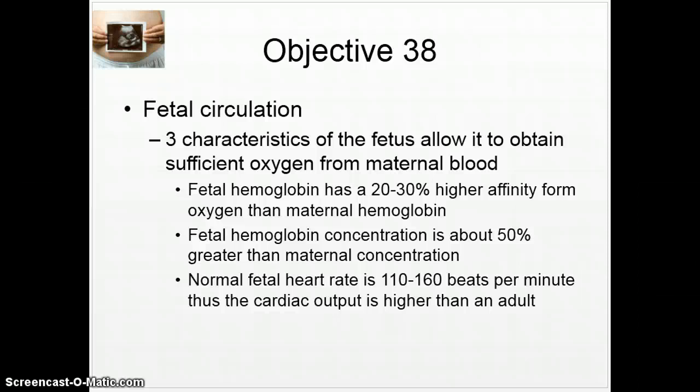The fetal hemoglobin concentration is also about 50% greater than maternal concentration. So not only do they have a higher affinity, they have more oxygen carrying capacity with the increase in hemoglobin. And the fetal heart rate is 110 to 160 beats per minute. So the cardiac output of a fetus is greater than that of an adult.